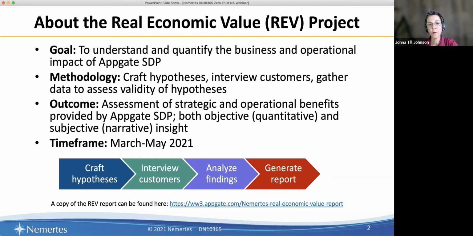Jason, now you and I talked about this quite a bit. It's not all that easy to figure out what to look for when it comes to zero trust benefits. Why is that?